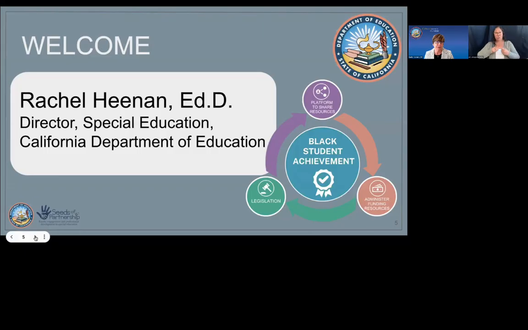So this commitment is reflected in the leadership of our state superintendent of public instruction, Mr. Tony Thurman, and the implementation of our Black Student Achievement Initiative. And this initiative provides tools and resources to support schools, agencies, county offices, families, communities in strengthening outcomes for our Black and African American students.